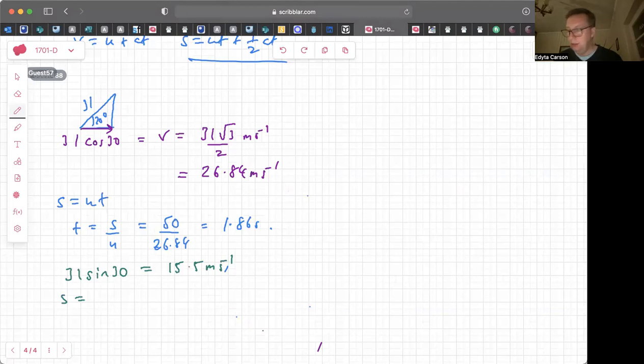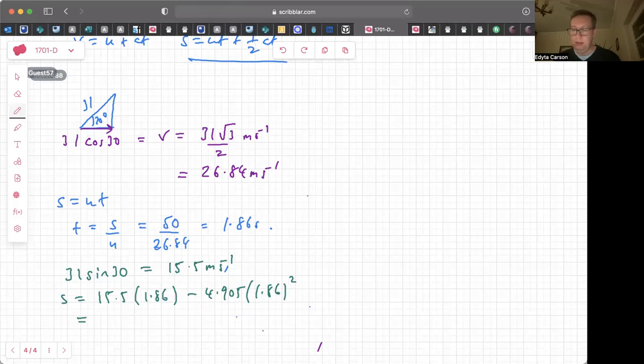So S equals UT plus a half AT squared. We're going to use S is equal to 15.5 times T, which is 1.86, minus a half A, which should be 4.905, times T squared, which is 1.86 squared. So whatever this comes out as will be the height of the ball at that time.